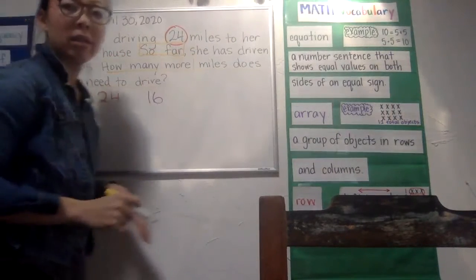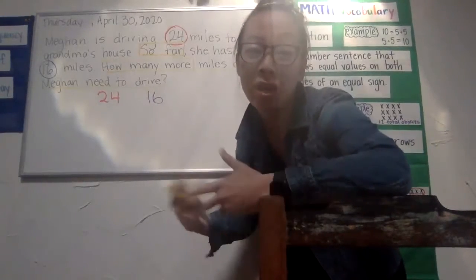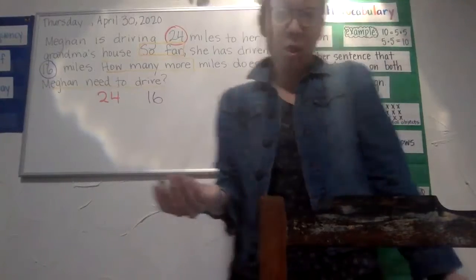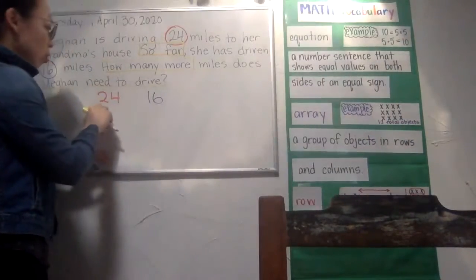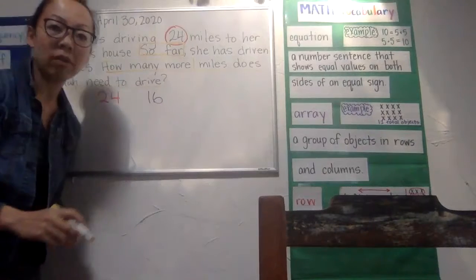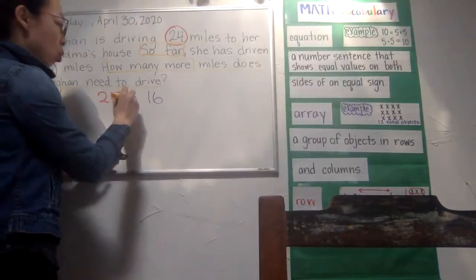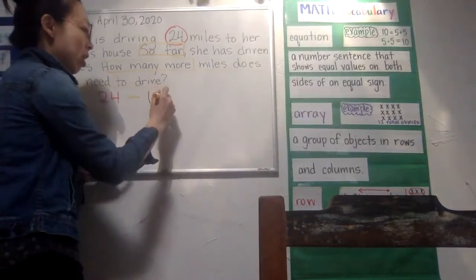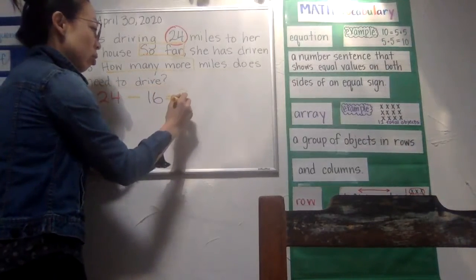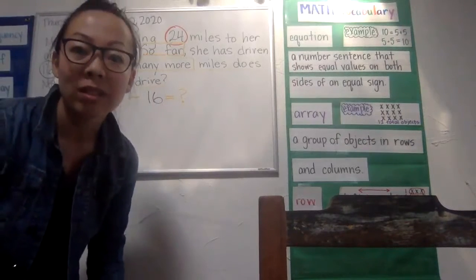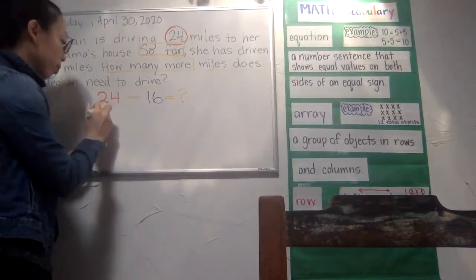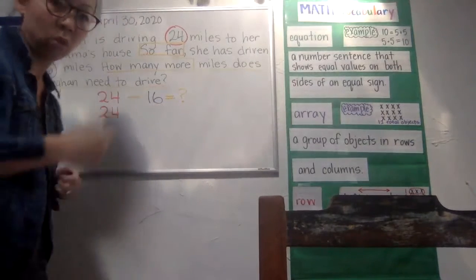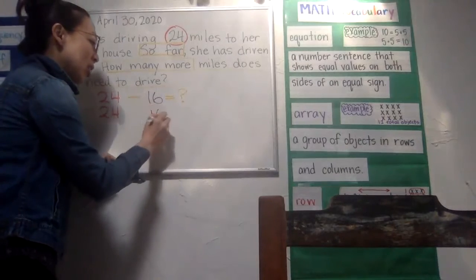Do you see this? How many more? That can tell us two things. It can tell us that we can add or we can subtract. Guess what? We can do both. So let's see how. So 24, we said, is the total number of miles. Well, we could take away how much she's already driven to tell us what's left, or how many more she has. And that would be a subtraction problem. But guess what, scholars? We could also say that there's 24 miles that she needs to drive in total, but she already did 16, so we know that.